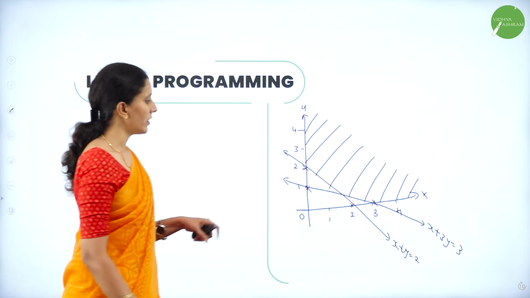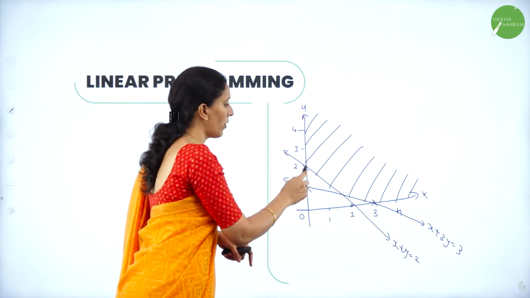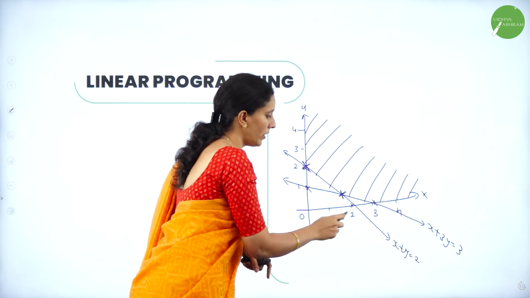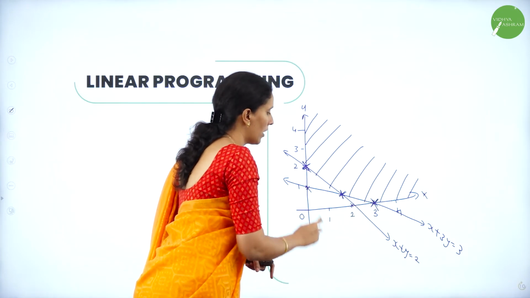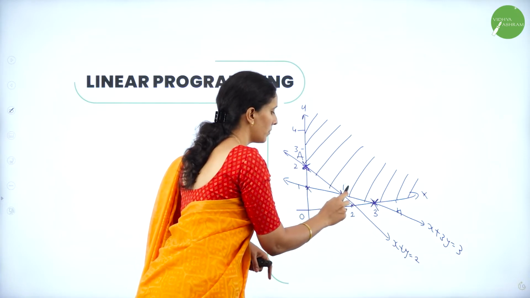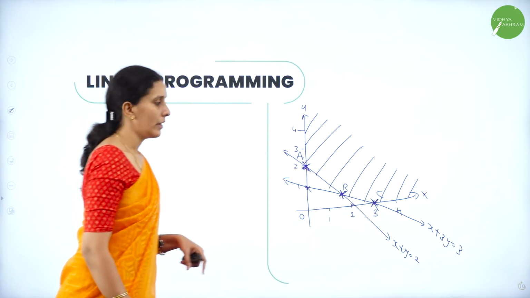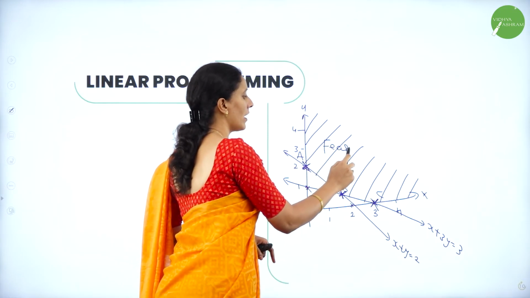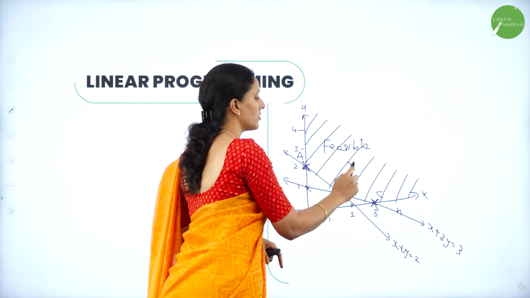Which satisfy the region. So here mark the end point. So this is one of the end points. Here is one more end point and this is the other point. Mark this as A, B, C. And this is the feasible region. Write it here. You can write it as feasible region.